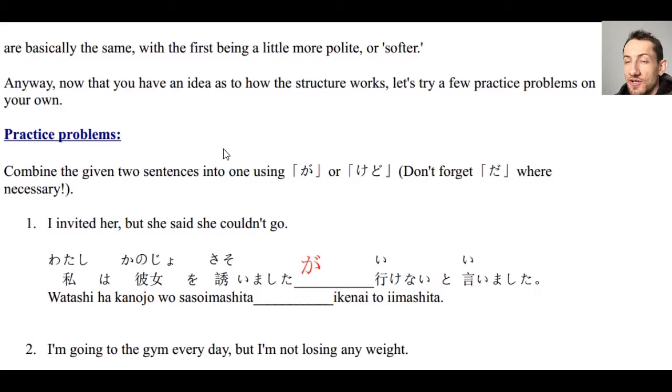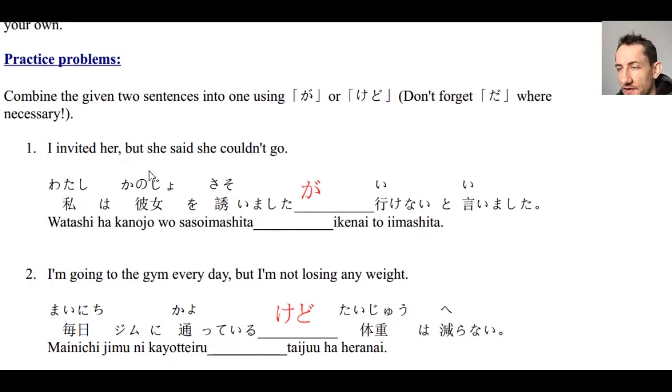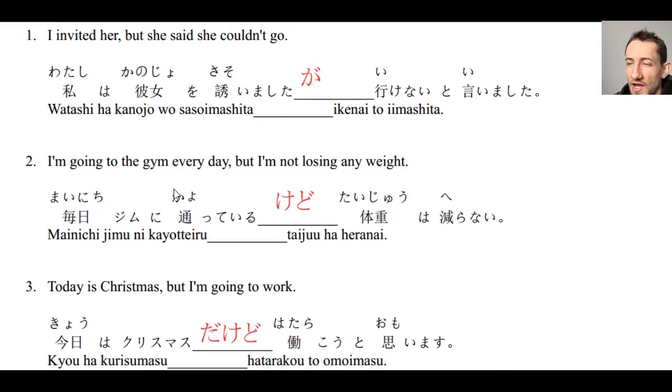All right, guys, here we are. So let's check. Number 1. I invited her, but she said she couldn't go. 私は彼女を誘いましたが、行けないと言いました. Number 2, I'm going to the gym every day, but I'm not losing any weight.